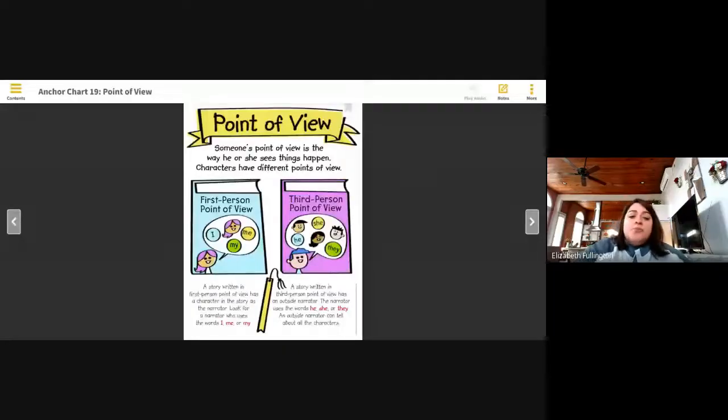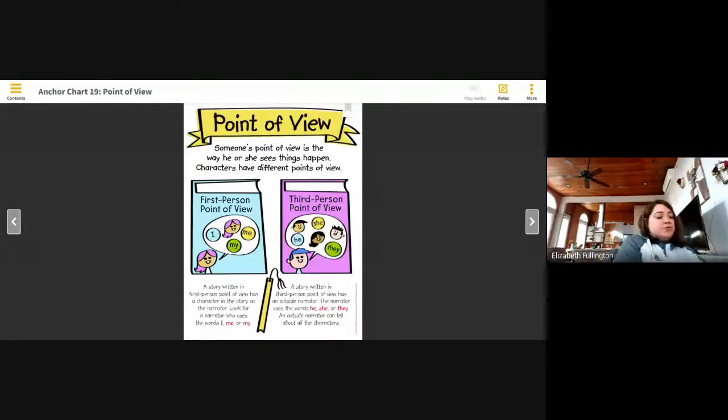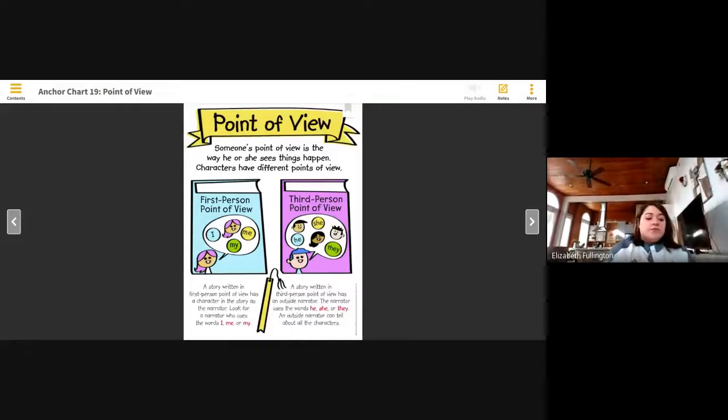There we go. All right, give me a thumbs up if you can see our poster for today. So our poster, we've already talked about this before, and it's point of view. So point of view, let's go ahead and read what it says. It says point of view.